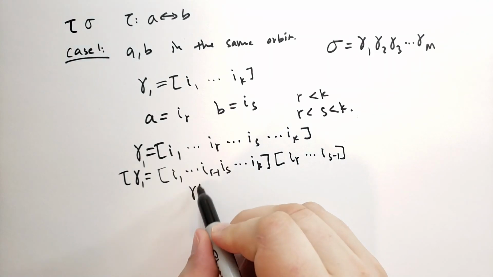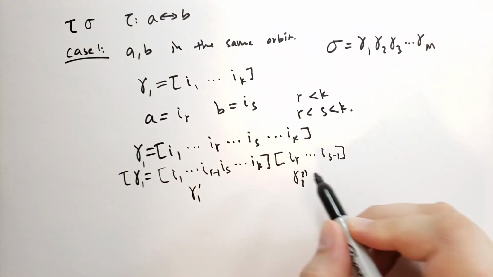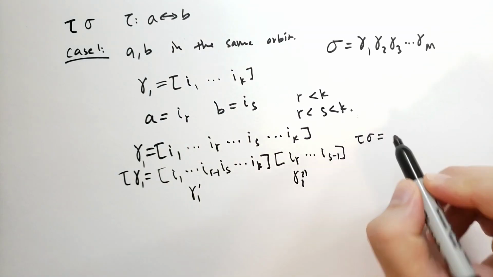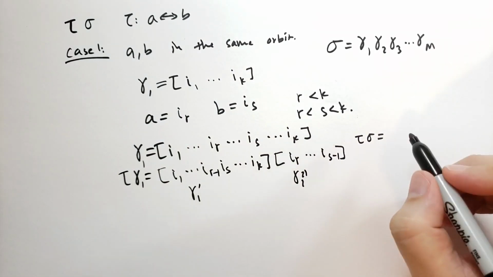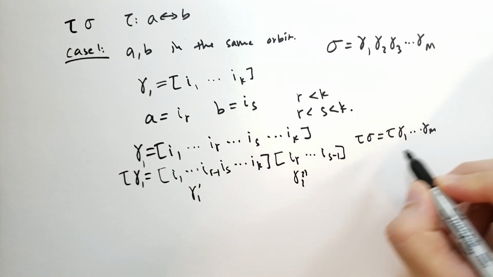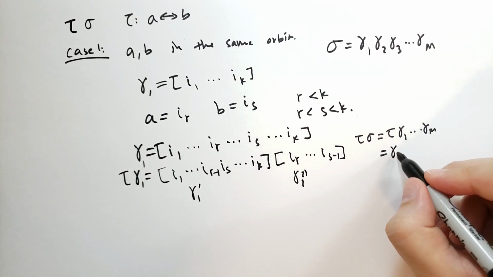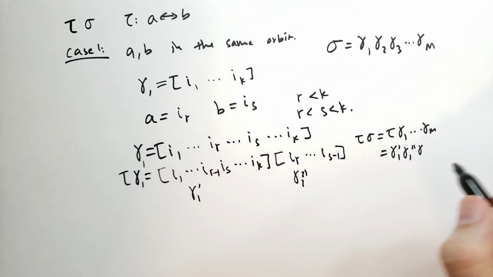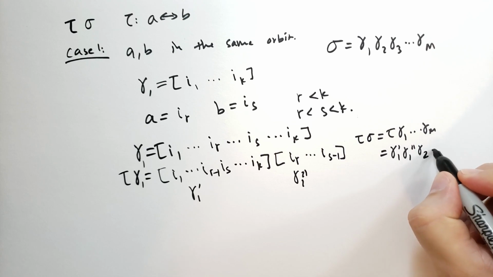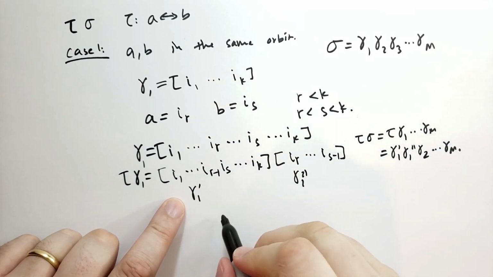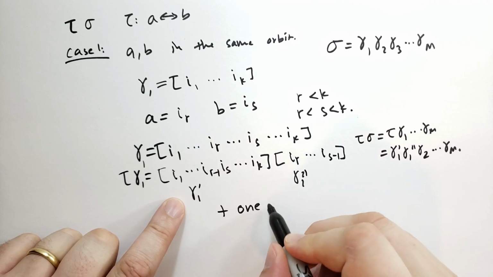We're going to call this one gamma 1 prime. We call this one gamma 1 double prime. Okay, and so now we can express tau sigma as the combination of tau with all the gammas, and that is going to be gamma 1 prime, gamma 1 double prime, and all the other gammas, because they don't have A or B in them, they're just going to be as normal. Okay, so in this case what we've done is we've added one more cycle.